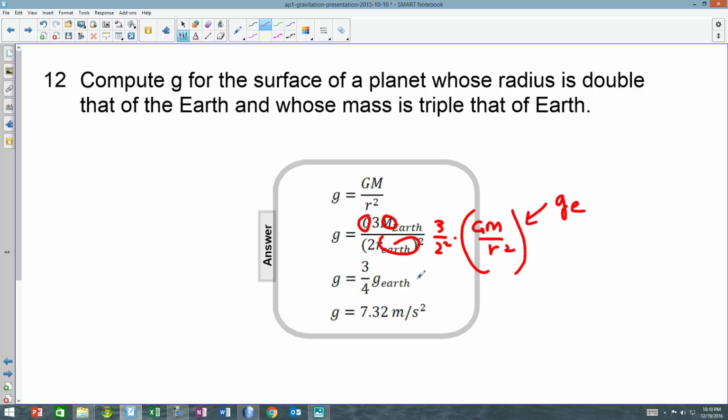I know g, this number right here, is equal to 9.8 meters per second squared. So substituting in the 9.8 meters per second squared times 3/4, I should end up with 7.32 meters per second squared. Or you could just put in the mass of the Earth, which is approximately 6.4 times 10 to the 24, I think, and the radius of the Earth is 3.6 around there times 10 to the 6. So plug in your numbers and you can get this.